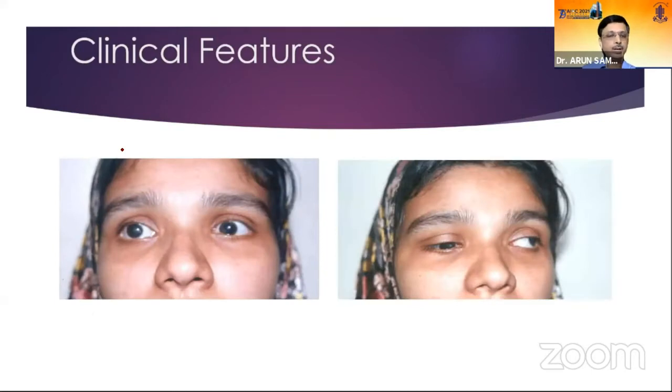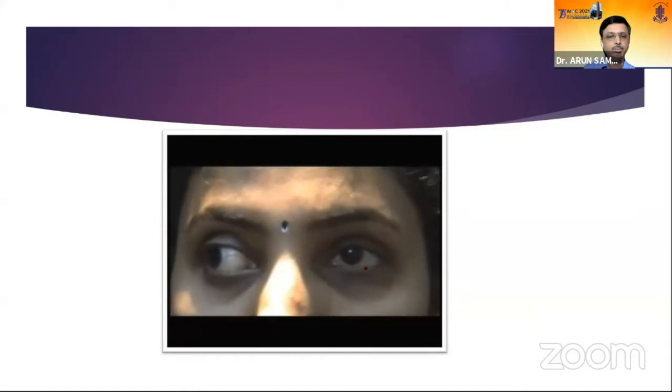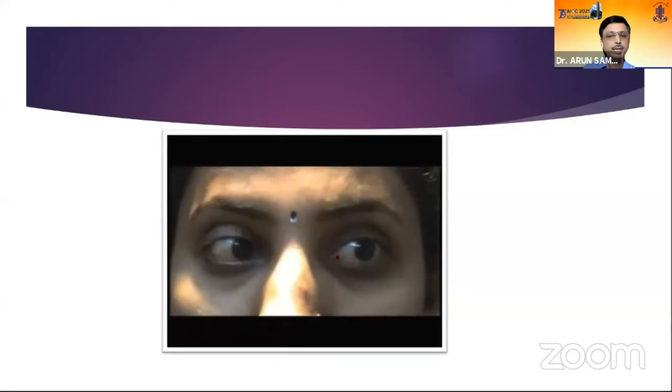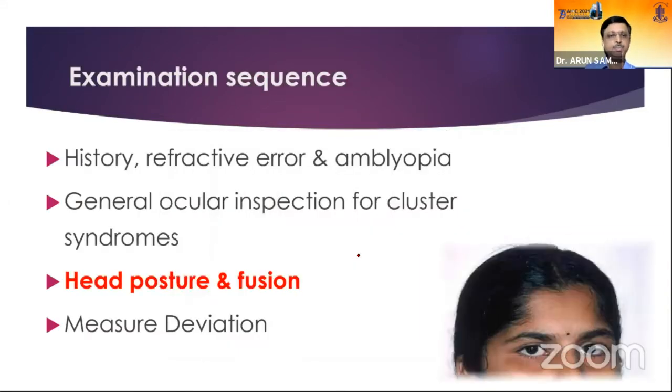Clinical features: Duane's retraction syndrome is characterized by a limitation of abduction. When the patient tries to abduct, there is a widening of the palpebral aperture, and when the patient tries to adduct, there is narrowing of the palpebral aperture. These are the classical features. You can see in this video a different, type 3 Duane's retraction syndrome, where there is restriction of both abduction as well as adduction.